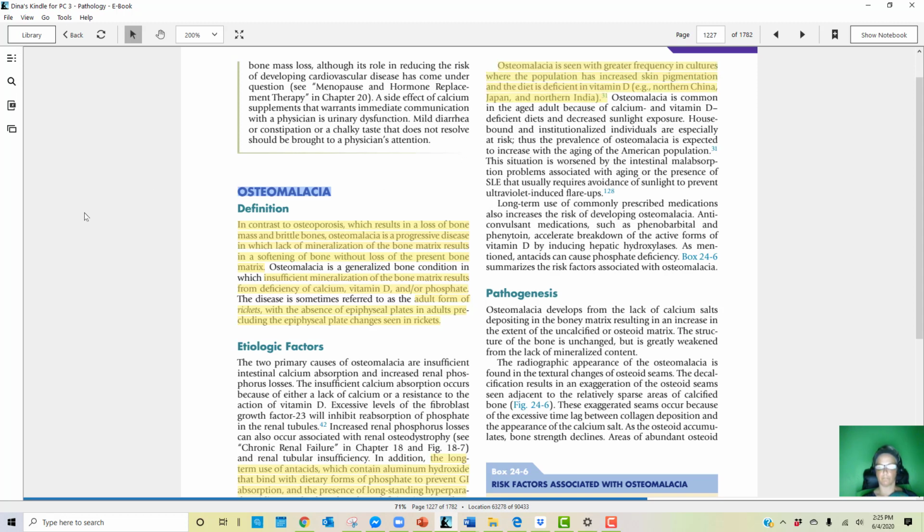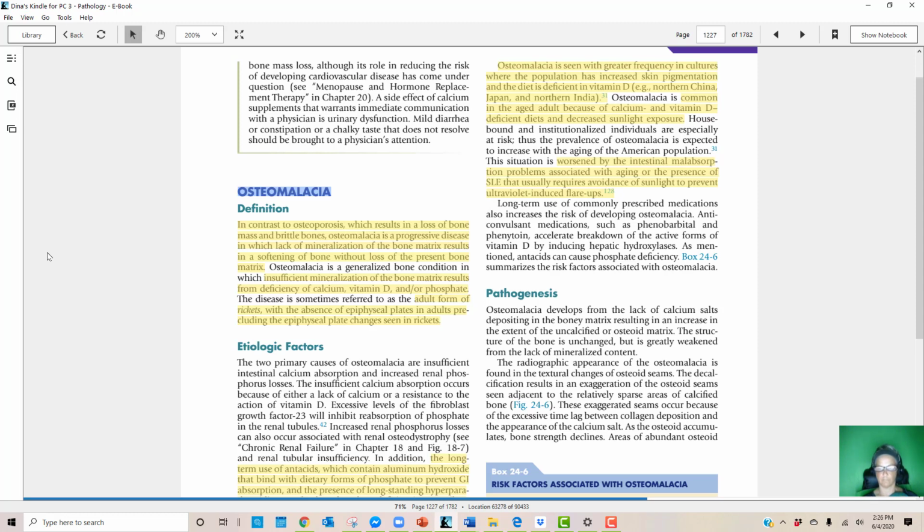Osteomalacia is common in the aged adult because of calcium and vitamin D deficient diets and decreased sunlight exposure. Housebound and institutionalized individuals are especially at risk. Thus, the prevalence of osteomalacia is expected to increase with the aging of the American population. This situation is worsened by the intestinal malabsorption problems associated with aging or the presence of SLE that usually requires avoidance of sunlight to prevent ultraviolet-induced flare-ups.